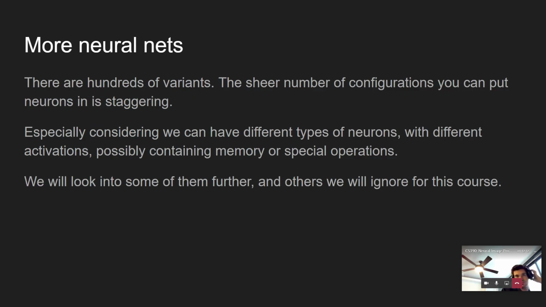But there's hundreds of variants, thousands. You can cobble these things together in any sort of architecture you want using special neurons or special activation functions. You could do all sorts of crazy things. Very special layers even. There's so many different neural networks, and we aren't going to even scratch the surface, really. It's a whole area unto itself.